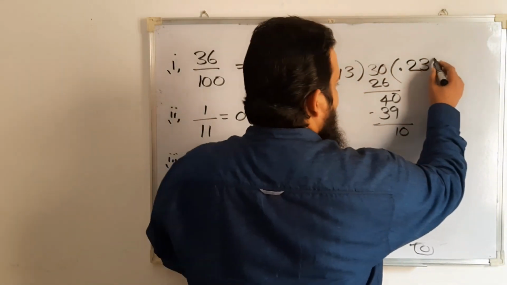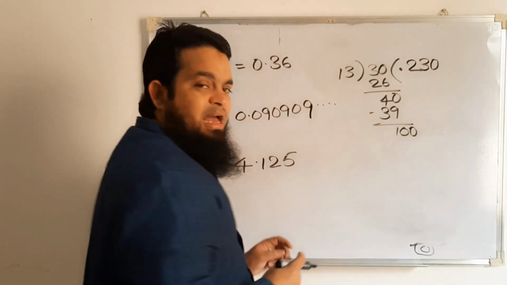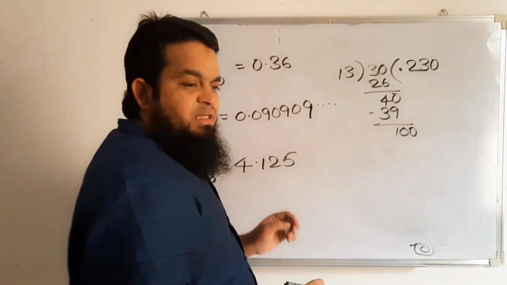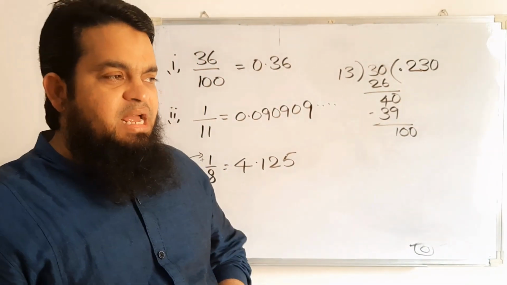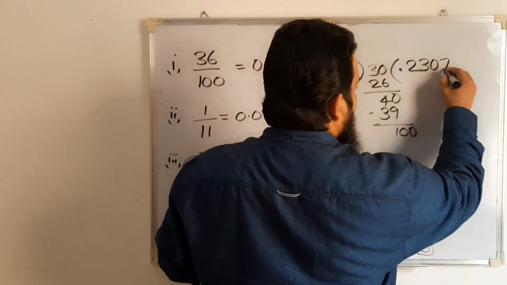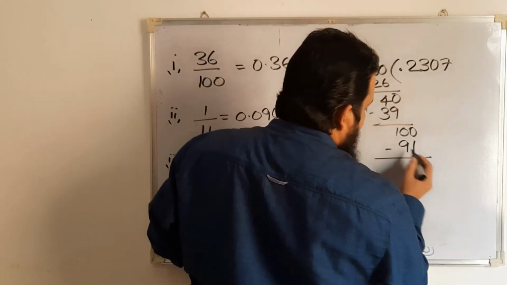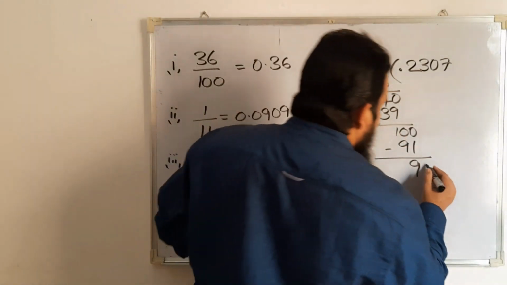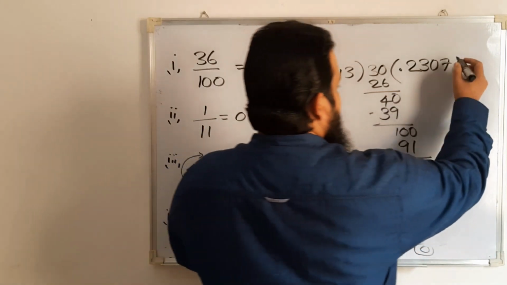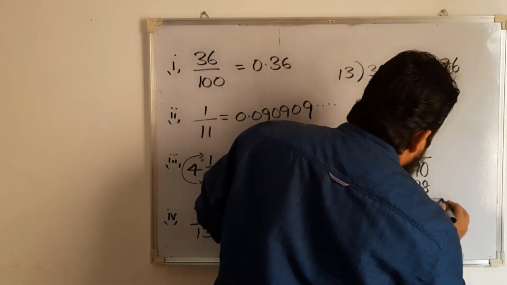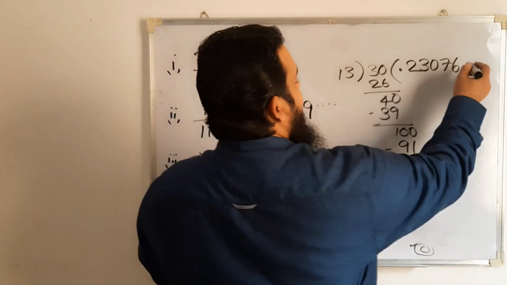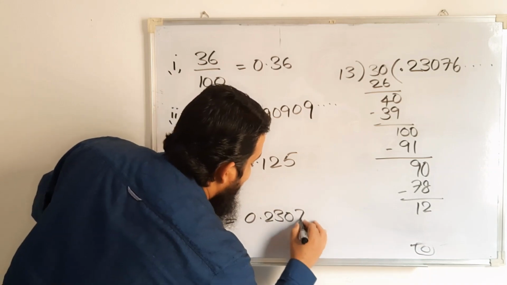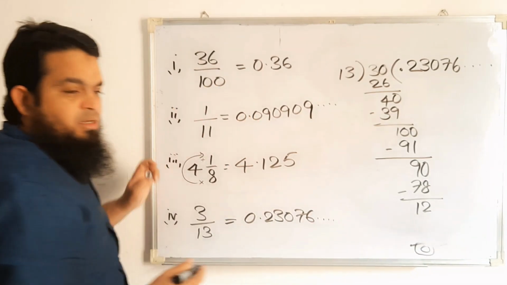So therefore you keep one more 0 and you can have one more. Okay, so 13, how many times in 100? 13 5s are 65, 13 6s are 78, 13 7s are 91. Okay, so now the remainder is 9. So you can keep 90. In 90, 13 6s are 78. So the number goes on, there is no end: 0.23076 and goes on. Keep on going.